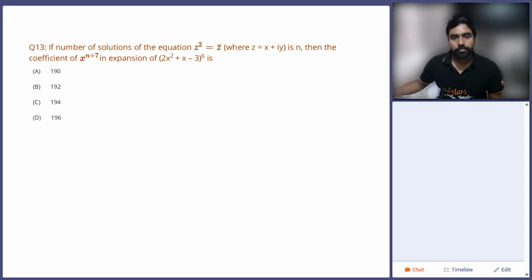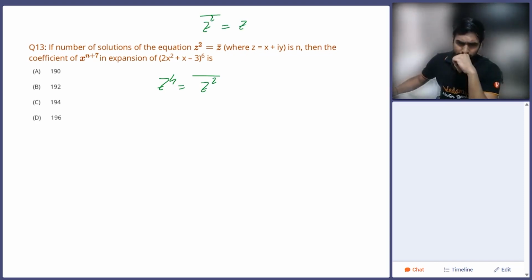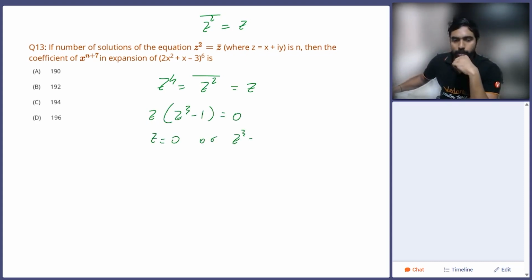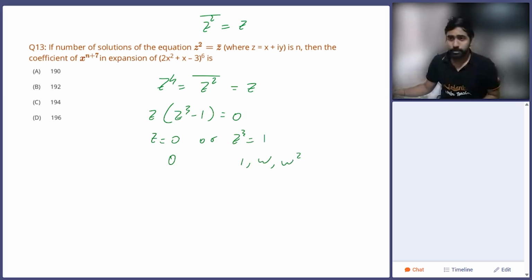Okay. Can I say that if Z square is Z conjugate, Z power 4 will be the conjugate of Z square? And what is the conjugate of Z square? That is equal to Z. Meaning that I have Z into (Z cube minus 1) equal to 0. Meaning that I have either Z is equal to 0 or Z cube equals 1. So basically 0, 1, omega, omega square, you have 4 possible roots. So that means the number of solutions n is equal to 4.